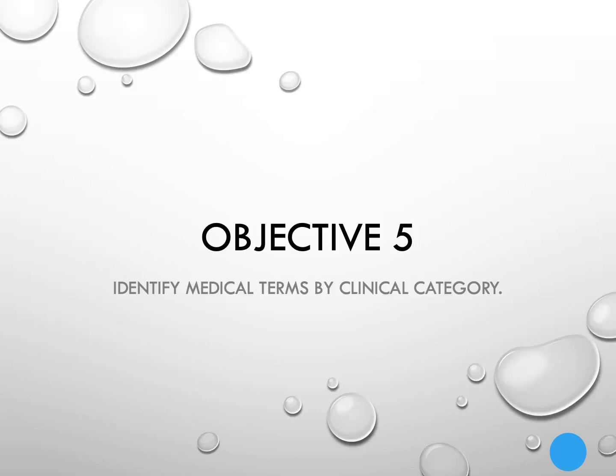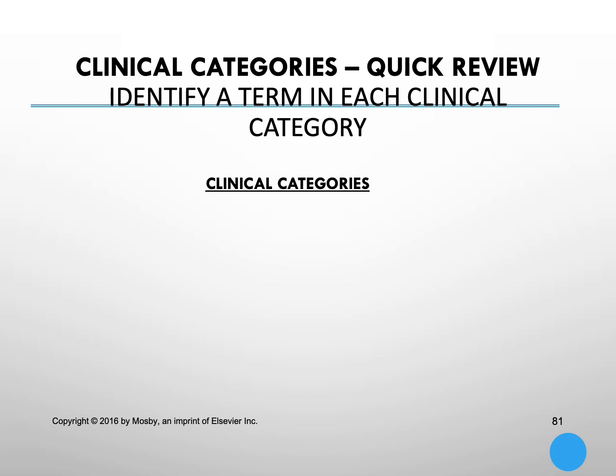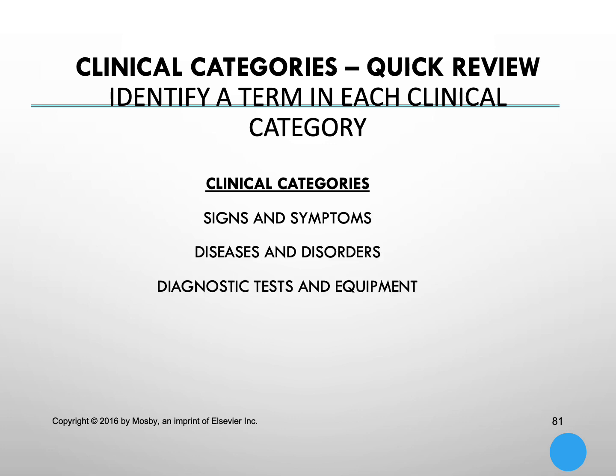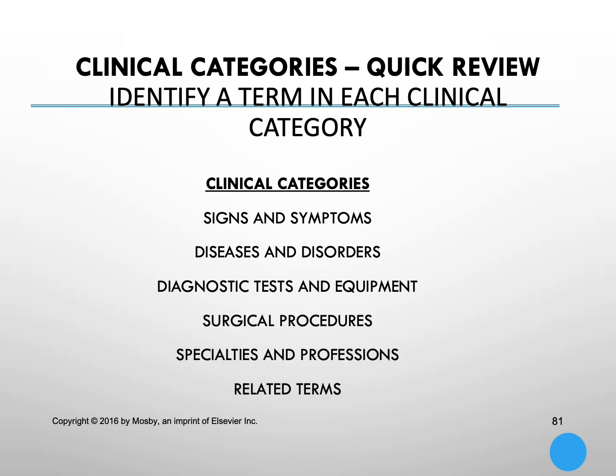All right. Moving on, we're just going to practice identifying medical terms by clinical category. All right, so what are clinical categories? Well, there are a few of them. There are signs and symptoms, which we looked at before, as well as diseases and disorders, diagnostic tests and equipment, surgical procedures, which we looked at before, specialties and professions, which we looked at before as well, and then related terms. So let's see how we do.